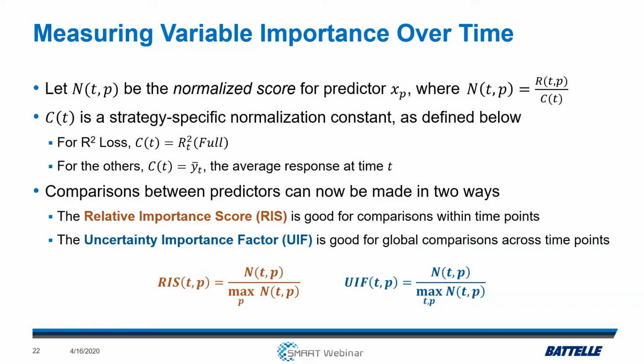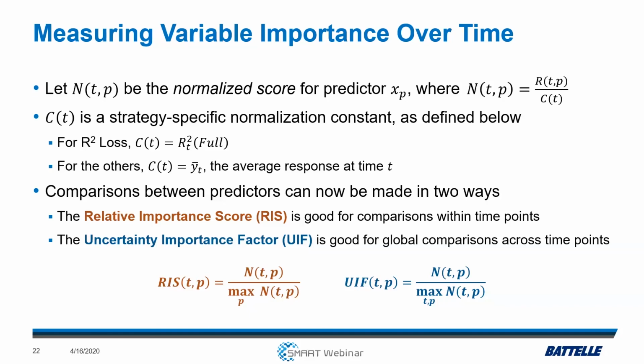Alternatively, if you wanted to compare the importance of predictors across time points, then rather than dividing by the largest importance at that time point, you're going to divide by the largest importance across all the time points and all the predictors. So this kind of puts all the predictors' importance scores on the same scale to compare across time and across the predictors simultaneously.